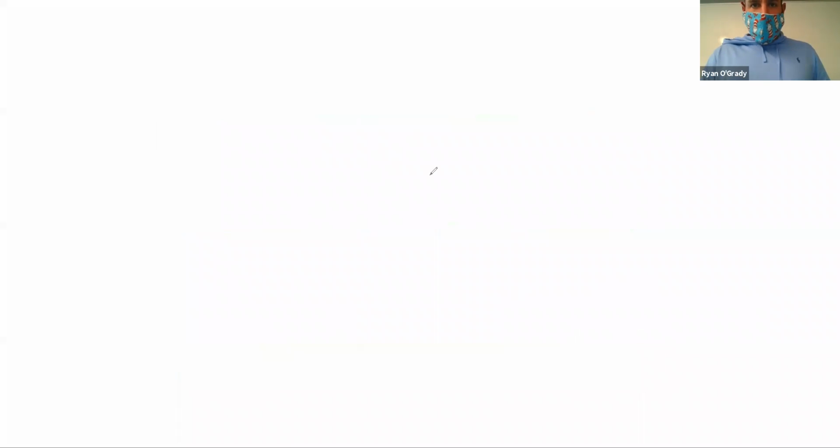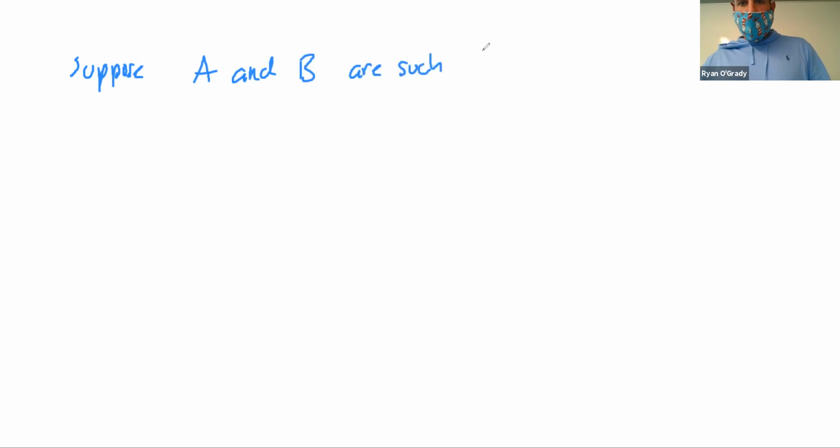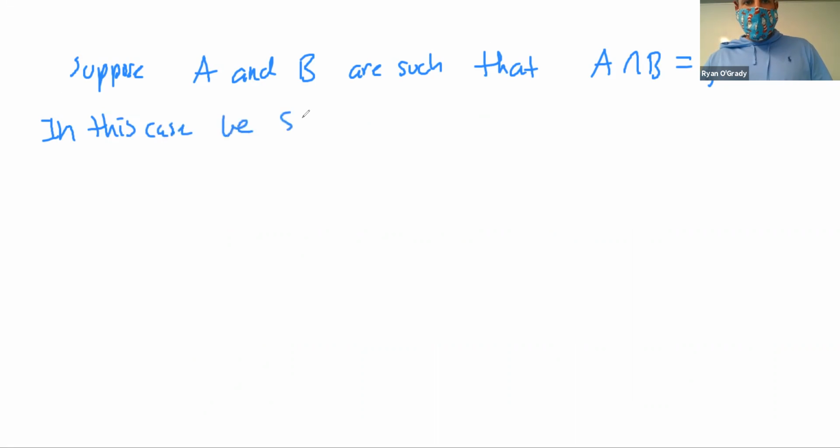So what does it mean if they don't overlap? So suppose A and B are such that when I intersect A and B, I get the empty set. They don't overlap. So in this case, we say A and B are disjoint.